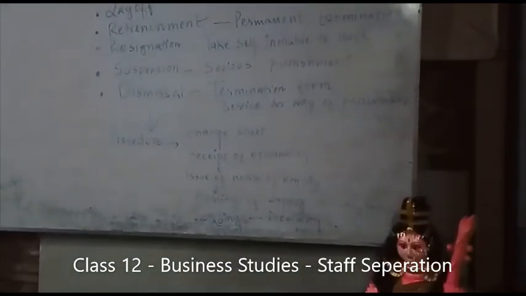Number 2 is receipt of explanation. Receipt of explanation means the person against whom the charge sheet is made will be asked for an explanation. He has to give his own explanation. Now if the explanation is not satisfactory, then one will move to the third step, and the third step is issue of notice of inquiry.